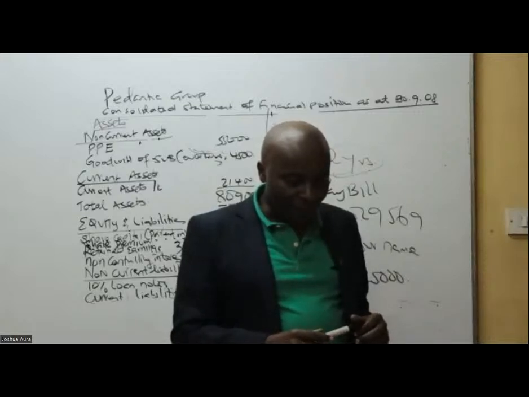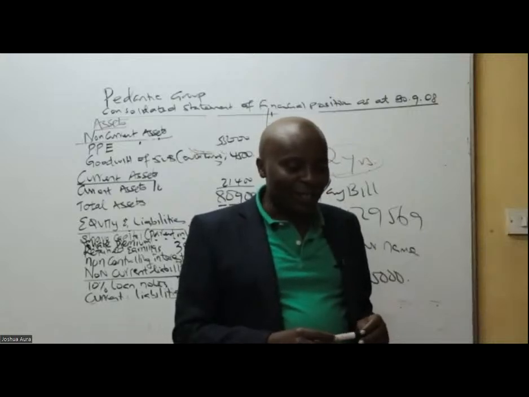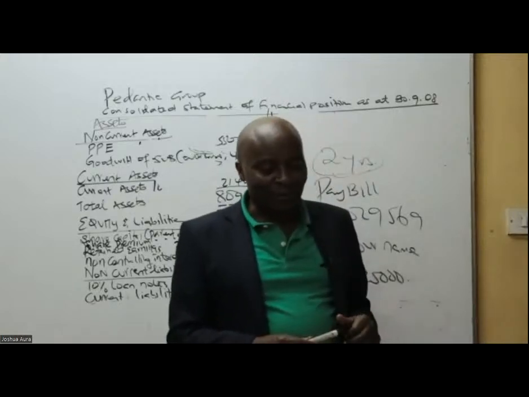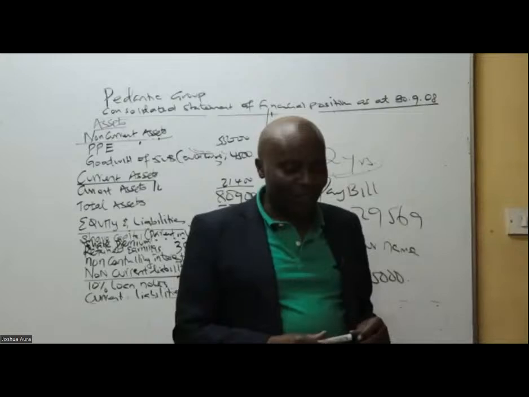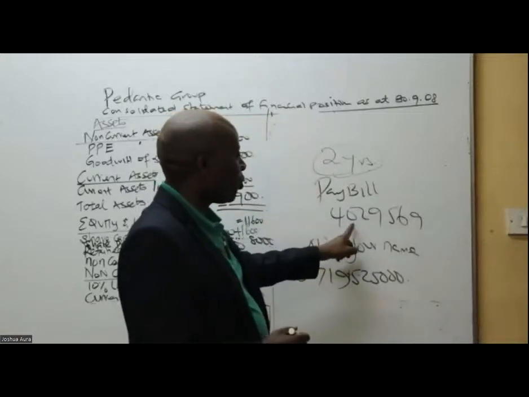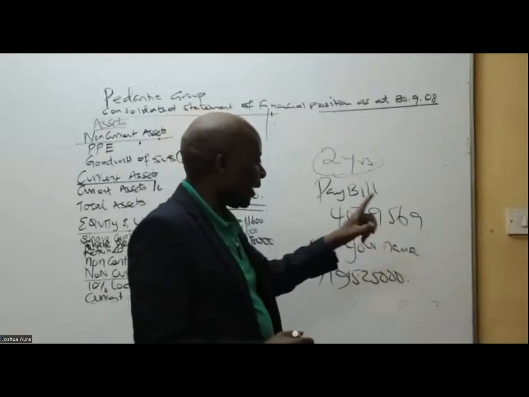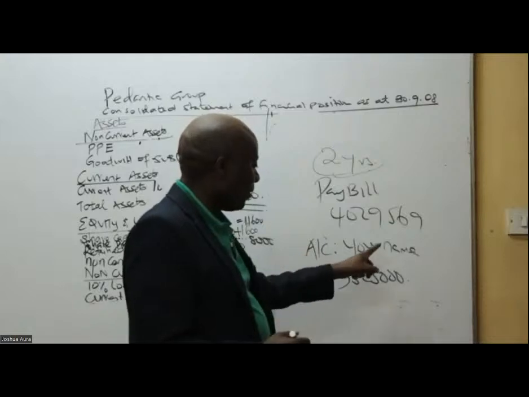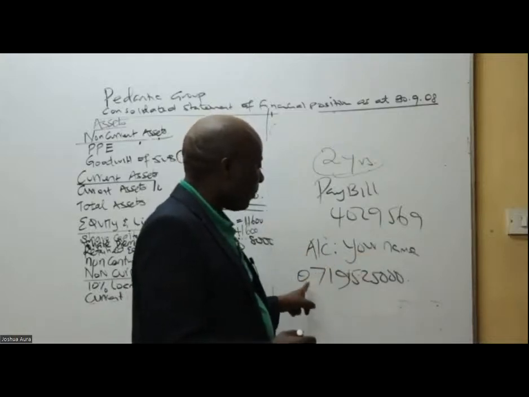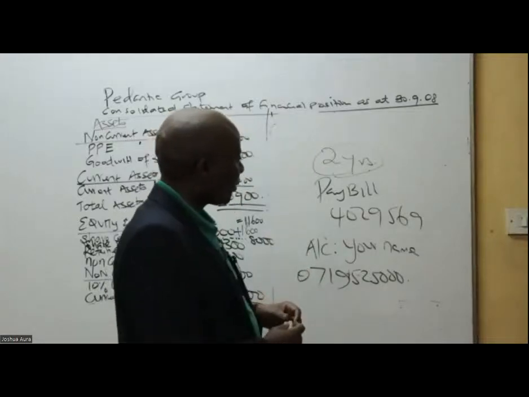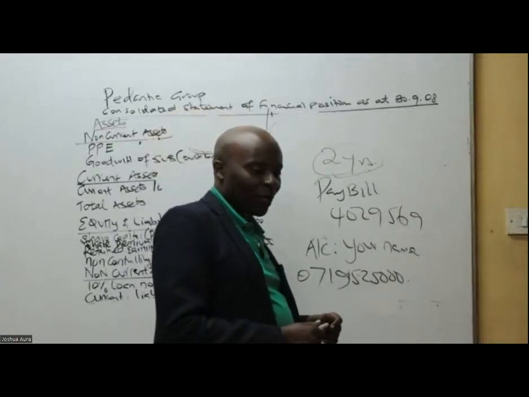Special revision class, hapana, hatujachange timetable. Hebu angalia vizuri Marieta, angalia vizuri timetable yako. Hatujachange. Pay bill is 402,956.9. And then our account number is your name. Phone number is 0719-525,000. Today I'll be a rich man. But I also do a lot of work.